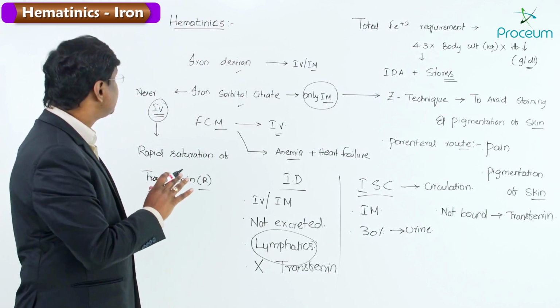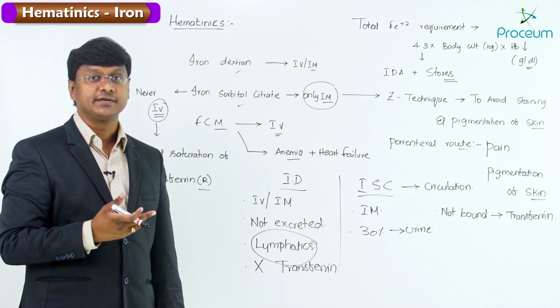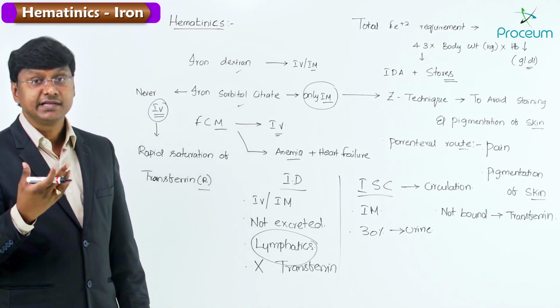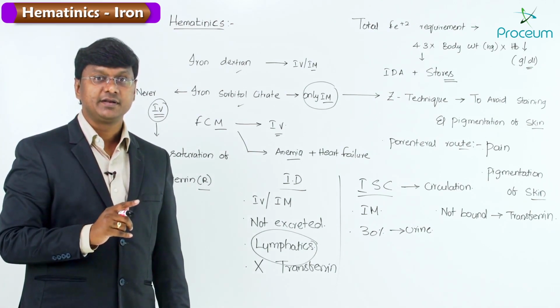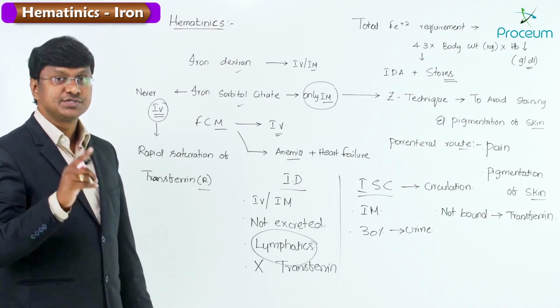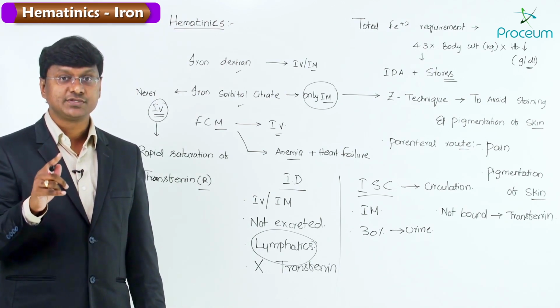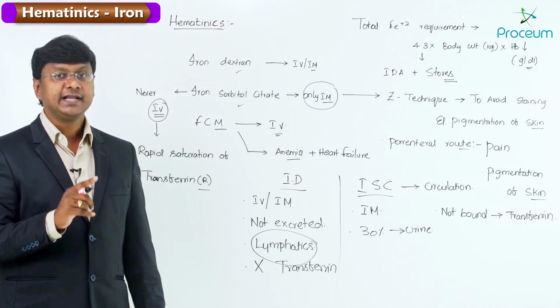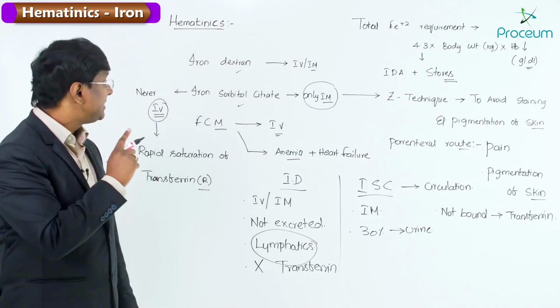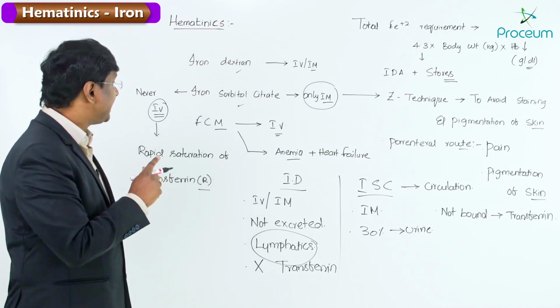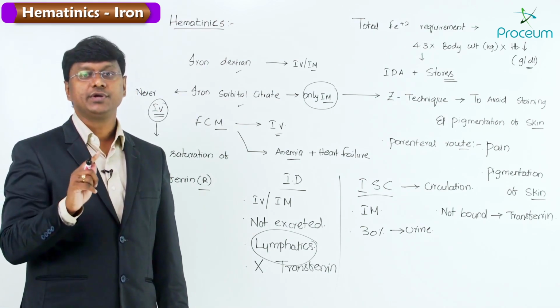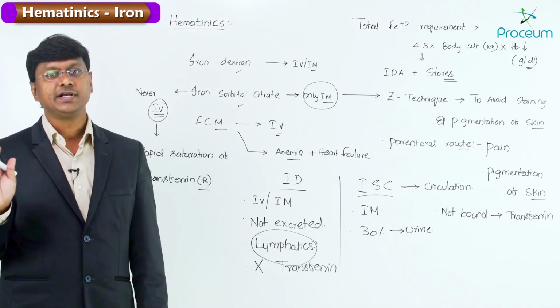Now after having discussed the parenteral preparations of iron, let me tell you about iron poisoning. Let me first have a short recap of these parenteral preparations. We have iron dextran, iron sorbitol citrate and ferric carboxymaltose. Iron dextran is given through the intravenous or intramuscular route, whereas iron sorbitol citrate has to be given only through the intramuscular route and should never be given through the intravenous route.